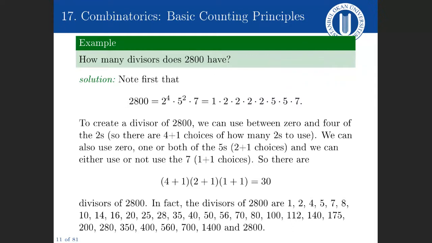First thing to note is the prime factorization of 2,800. Note that 2,800 is 2 to the power 4 multiplied by 5 to the power 2 multiplied by 7. Or if we add in the number 1, we can think of this as 1 multiplied by 2 multiplied by 2 multiplied by 2 multiplied by 2 multiplied by 5 multiplied by 5 multiplied by 7. To create a divisor of 2,800, we have to use some of these numbers in the red box.